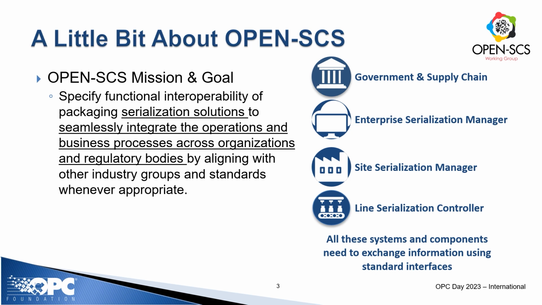But first, just a little bit about OPEN-SCS, the Serial Communication Standard. The goal here was to look at packaging serialization solutions, because these have to integrate across multiple operations and business process boundaries. So, for example, you have a line serialization controller, which is printing labels, checking the labels, and rejecting labels that were badly printed or rejecting products that the labels weren't correctly attached to. They had to talk to site serialization manager systems that were managing the exact serial numbers that were out there, as well as enterprise serialization managers, and then finally government and supply chain.